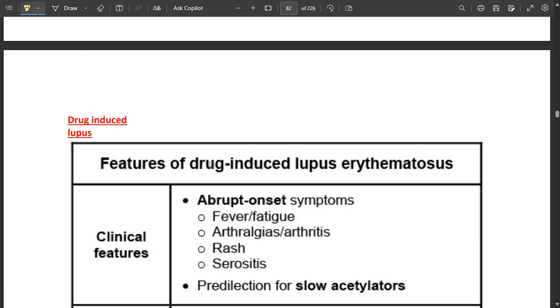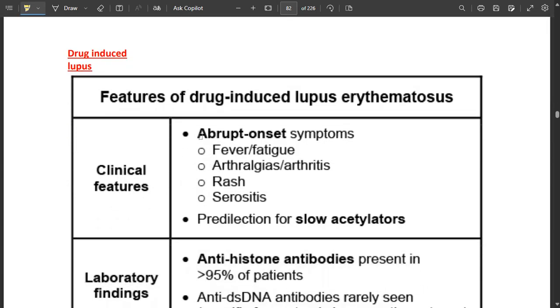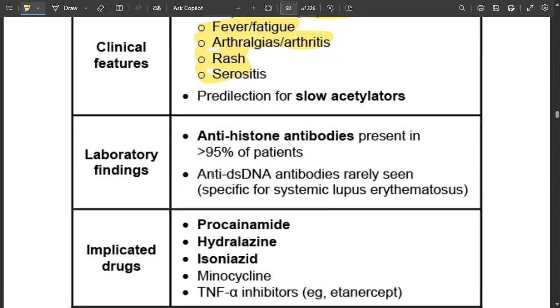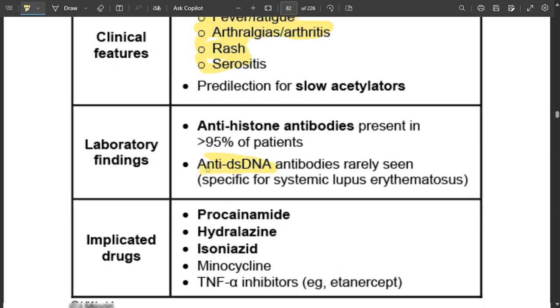Okay, so features of drug-induced lupus erythematosus (DIL). It has abrupt onset symptoms. Fever occurs, fatigue occurs, rash and serositis. So, similar to SLE, with a predilection for slow acetylators. Those who acetylate very slowly have less inactivation of the drug, so there is a higher concentration of drug in the body, and therefore drug-induced lupus can occur. Antihistone antibody can be present, and anti-dsDNA can also be present, but it's rare.